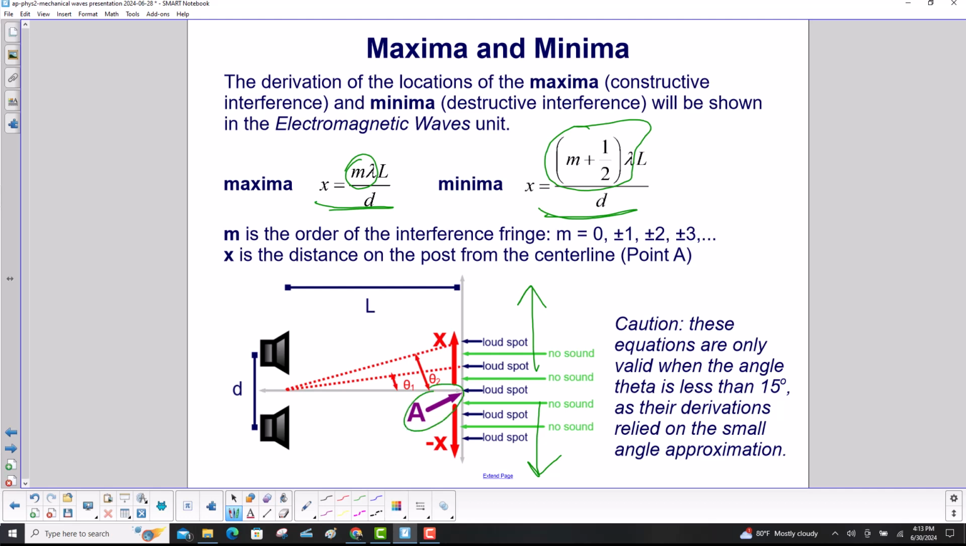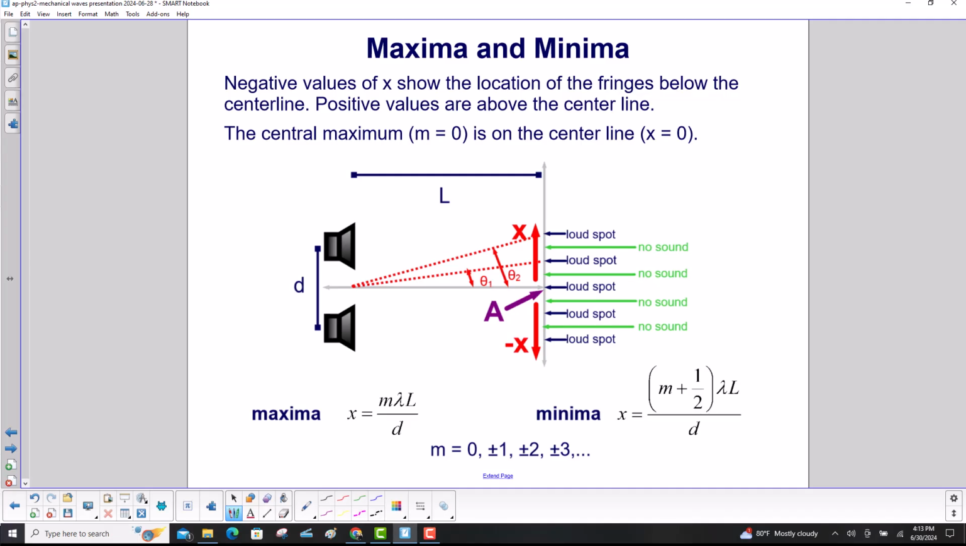Caution, these equations are only valid when the angle theta is less than 15 degrees, as their derivations relied on the small angle approximation. We'll talk more about that also in the electromagnetic waves unit. So our negative values of X show the location of the fringes below the center line. That's down here. Positive values are above the center line. The central maximum, m equals 0, is on the center line here.